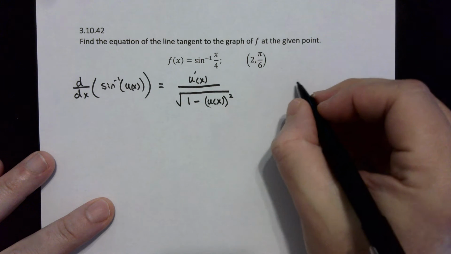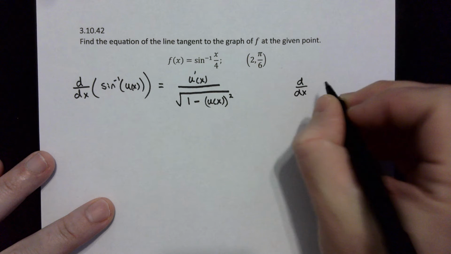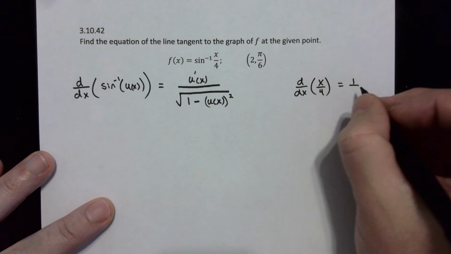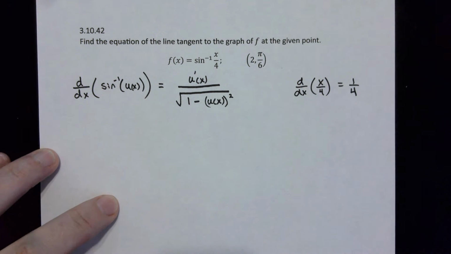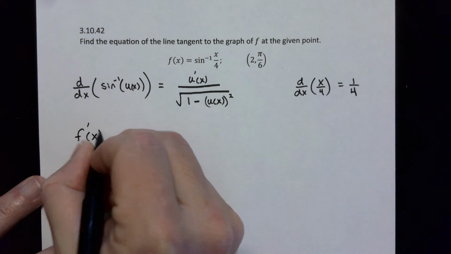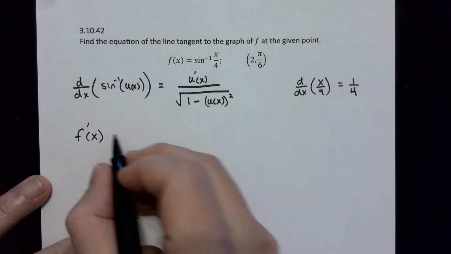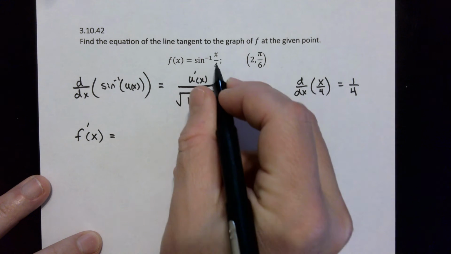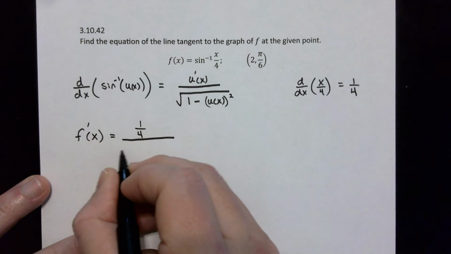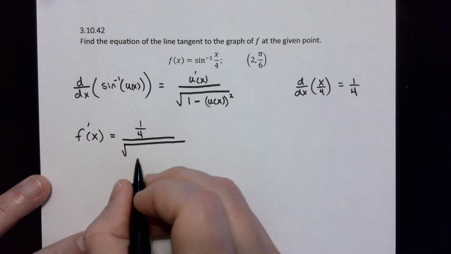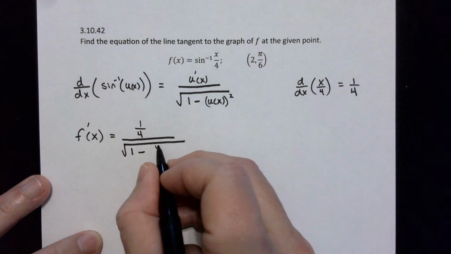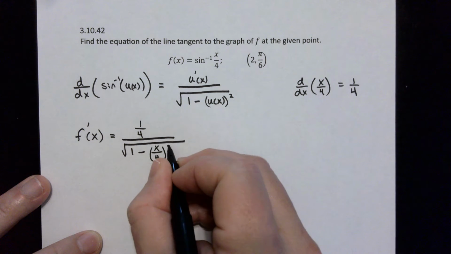Okay, so the derivative d over dx of x over 4 is, of course, just 1/4. Okay, the x goes away. All right, so we want to find f prime so that we can get on our way to finding that tangent line. So f prime of x, so we put the derivative of the inside on top, so that's 1 over 4. We already found that. And then on bottom, we had the square root of 1 minus the function squared. The function's x over 4, so x over 4 squared.